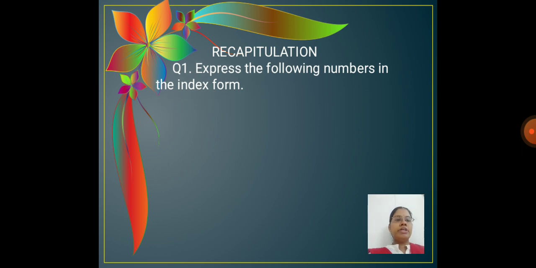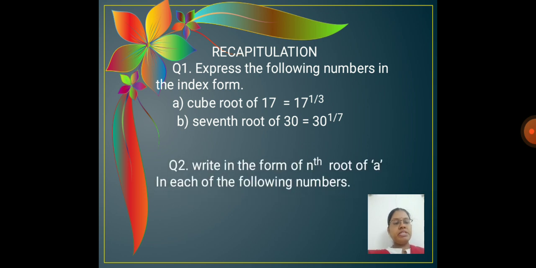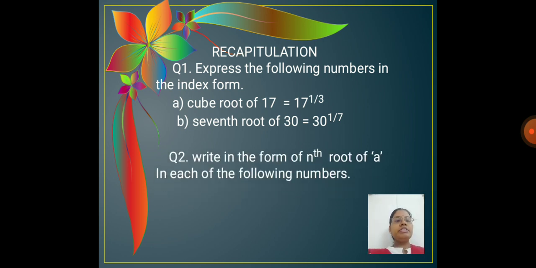Express the following numbers in the index form. Cube root of 17, how will you write it? 17 raised to the power 1 by 3. Very good. 7th root of 30: 30 raised to the power 1 by 7. Easy? Yes.